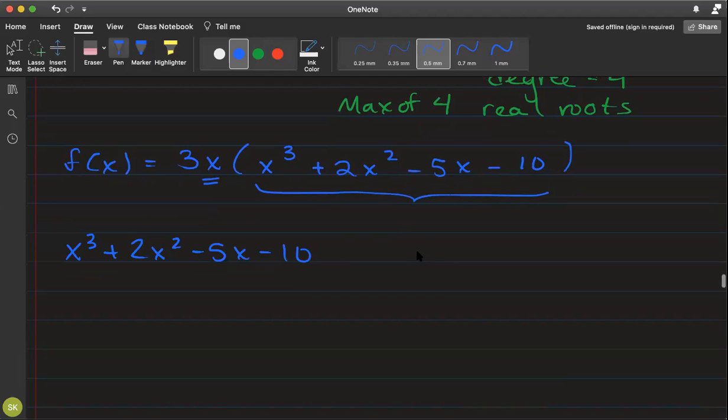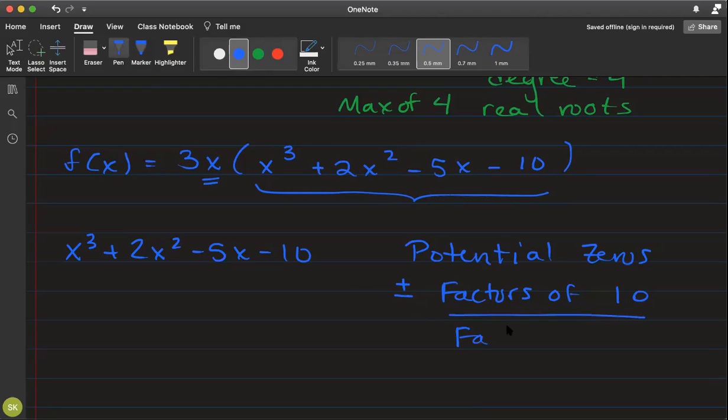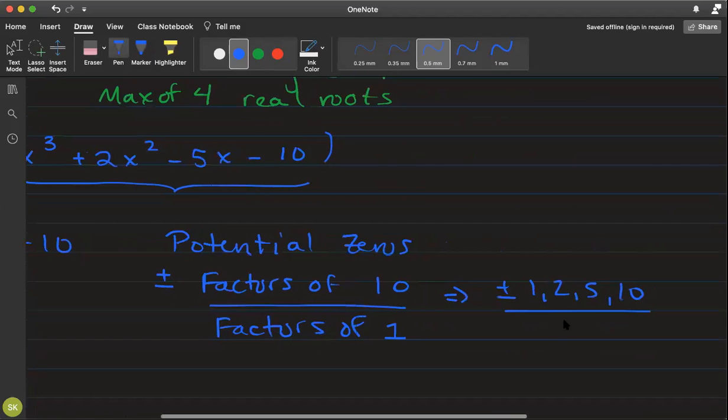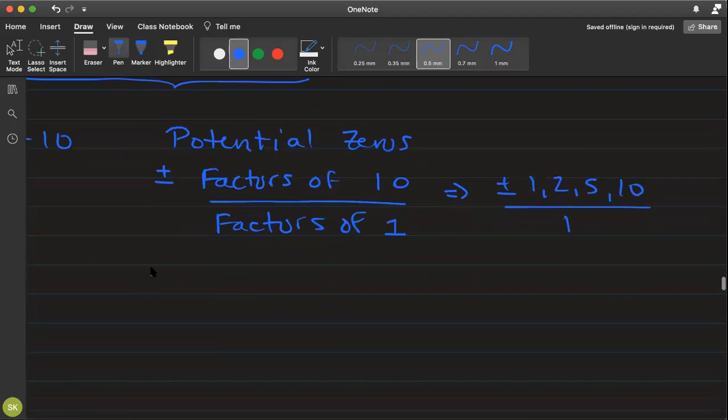So the potential zeros theorem says our potential zeros take the form plus or minus factors of -10. Don't worry about the negative because we have this plus minus on the outside, so just say 10 over factors of the number in the front here, which is a 1. So that would mean we have plus or minus 1, 2, 5, and 10. Those are the numbers that divide 10 over 1. So the options are plus or minus 1, plus or minus 2, plus or minus 5, and plus or minus 10, dividing each one by 1.